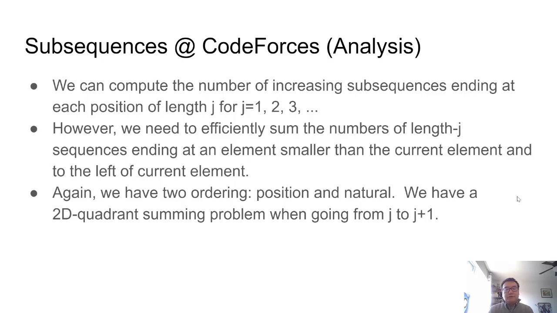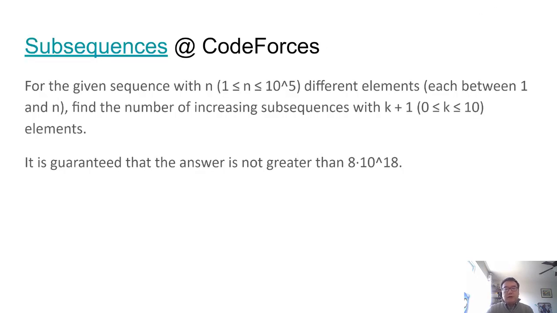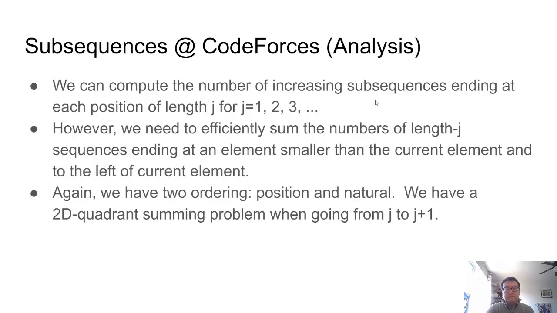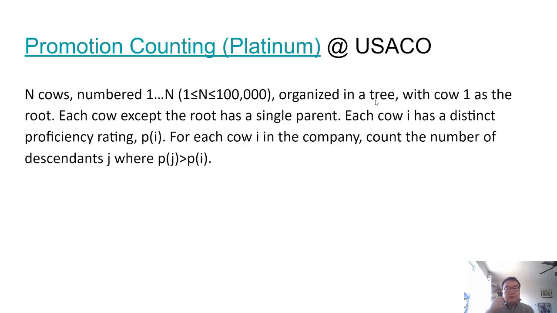I'm sure there are probably ways to make it a little bit more efficient, but this should be sufficient to pass. But the key is it's essentially a 2D quadrant summing problem while we are computing this. And because k can be only up to 10, the complexity is basically n log n times k, which should be enough. So that's this problem.